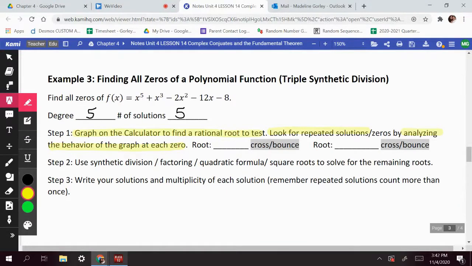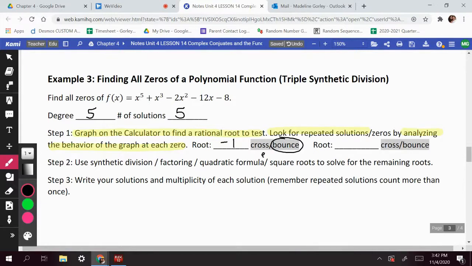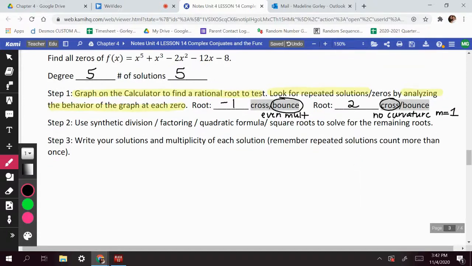Okay, so I'm going to write that in, that I have a root at -1. And that bounced at the graph there, so I'm going to have an even multiplicity. And then we also had a root at 2, and that was a cross with no curvature. So I'm guessing that it's just going to be a multiplicity equal to 1 rather than a multiplicity of 3, 5, etc. So now we're going to use synthetic division, factoring, maybe quadratic formula, maybe square roots to solve. And we're going to write our solutions and multiplicity of each solution.